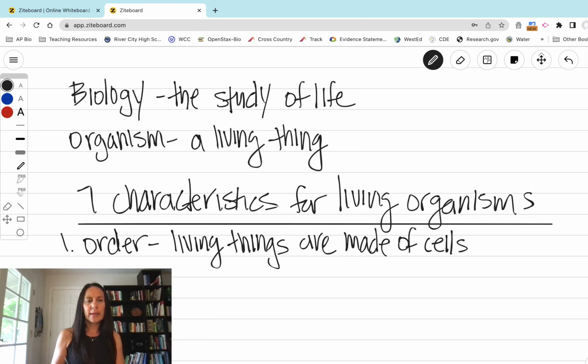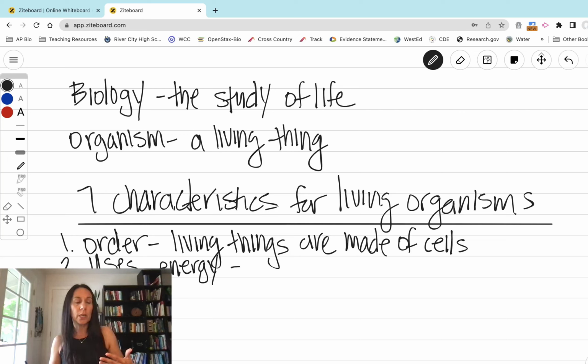The second thing is going to be using energy. So it uses energy, or processes energy. All living things have to get energy, like a fuel, because every cell is going to be doing some cellular processes, which is what we call metabolism. And all metabolism processes need energy to do it. So you need energy to live.